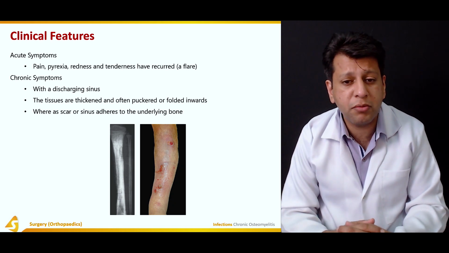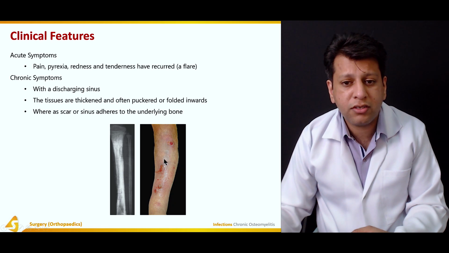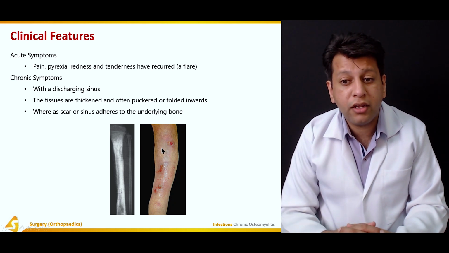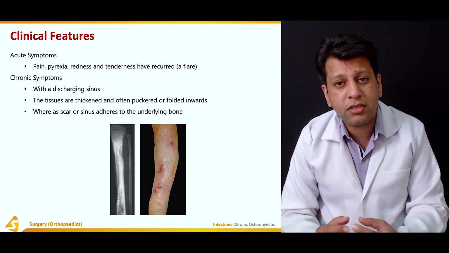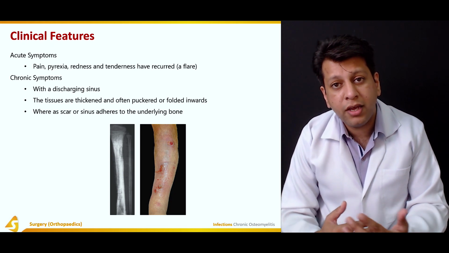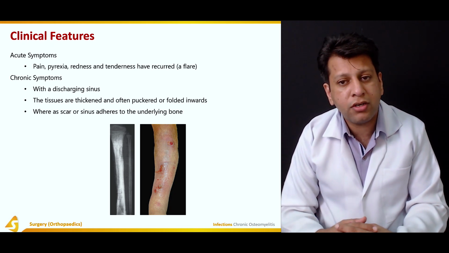Coming to the chronic symptoms, as you can appreciate over here, there are discharging sinuses. The tissues are thickened and often puckered or folded inwards. When a scar or sinus adheres to the underlying bone, these sinuses sometimes communicate right into the intramedullary cavity, as we saw in the first diagram. When they injected the dye through that sinus, it went all the way into the intramedullary cavity.